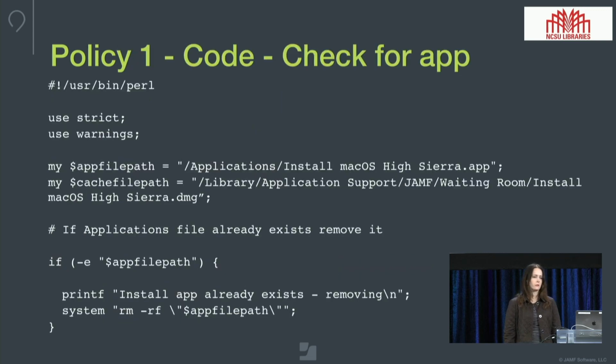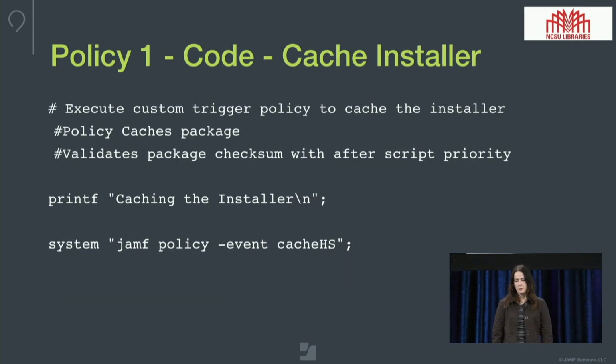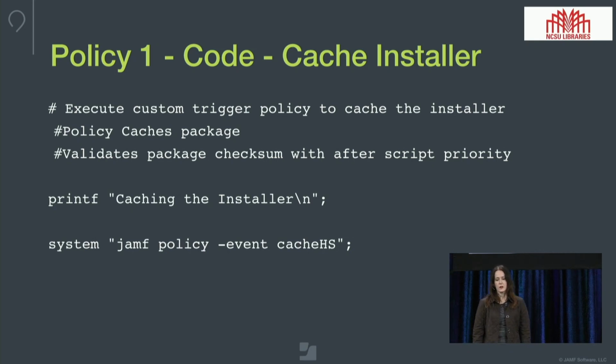We have a short amount of code here. Don't worry, you'll get it later, and there's really not much to it. So in this code, the first thing we're going to do is see whether or not that High Sierra installer is already there. If it's there, we're going to remove it. The second part, we're going to call the custom trigger, cache HS, which will place down in the Jamf waiting room a copy of install macOS. Now this policy also contains an after script, which we'll look at in a moment to validate that cache.